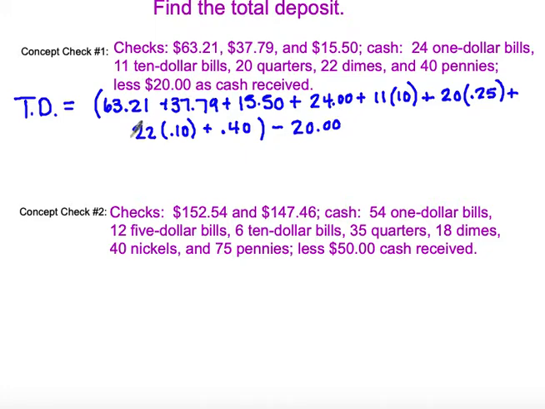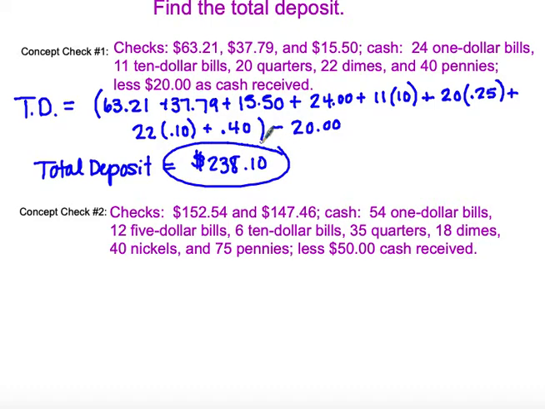If I do quick calculations and calculate all those together, our total deposit, if you need to pause the video, go ahead and do so, but our total deposit will be $238.10. So I just add everything together and subtract out our cash received. So let's look at our second concept check.